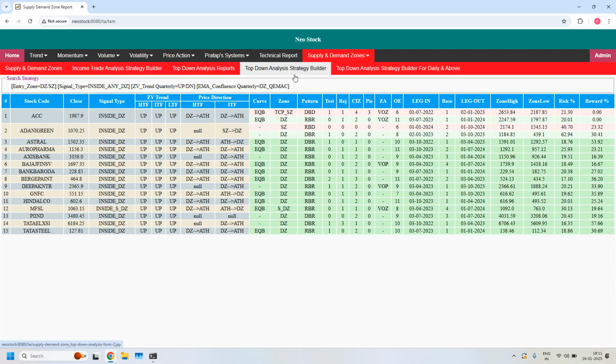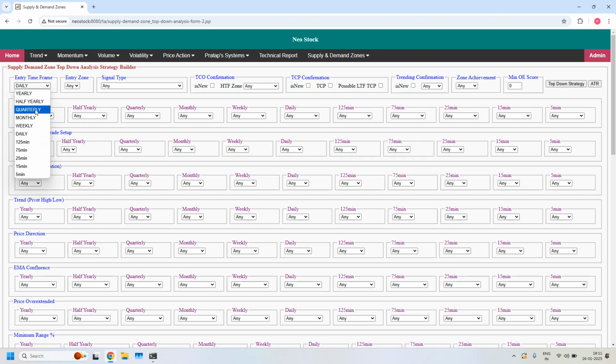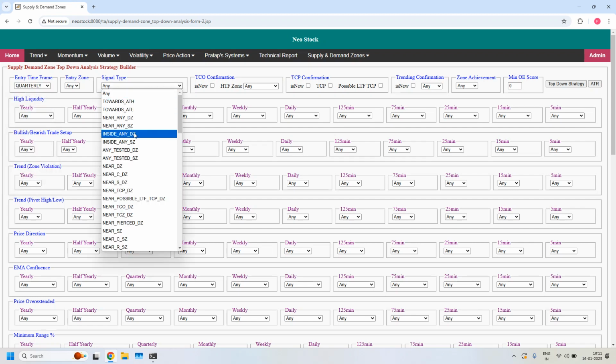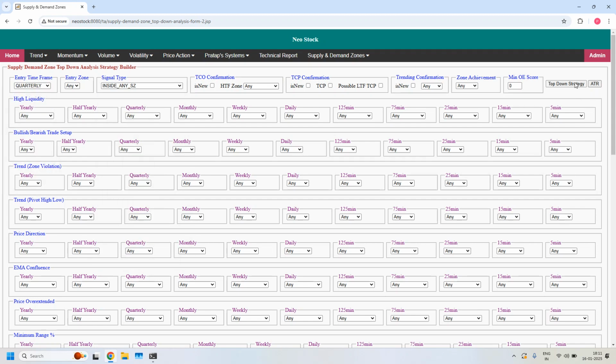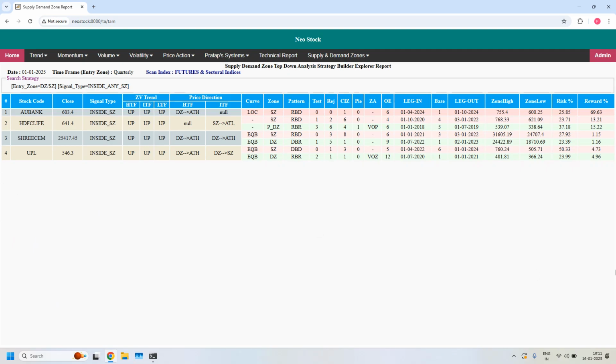Okay, next quarterly time frame. Price closed inside the quarterly supply zone. We got 4 stocks.